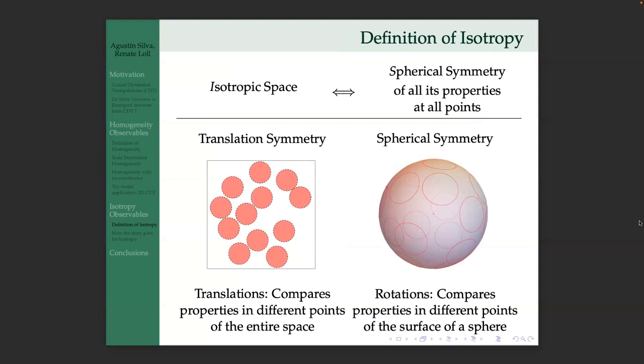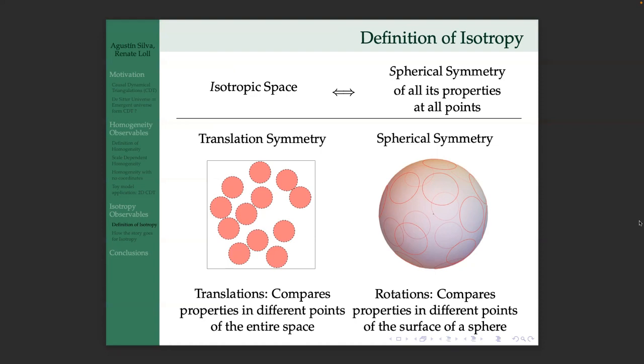Then I will briefly sketch what we do with isotropy. Isotropy is a bit more complicated because to define isotropy, one needs to test spherical symmetry of a property. And we're also doing this without any rotation group. We only have distances and volumes. So what we do to bypass the use of this rotation group is to define an isotropic space as a space that at each point looks spherically symmetric. And we test spherical symmetry by defining a sphere around every point.